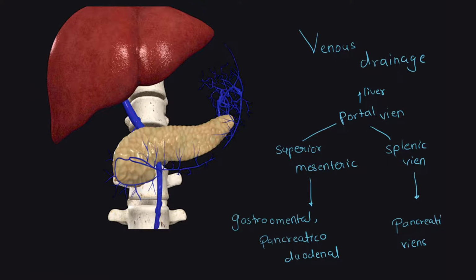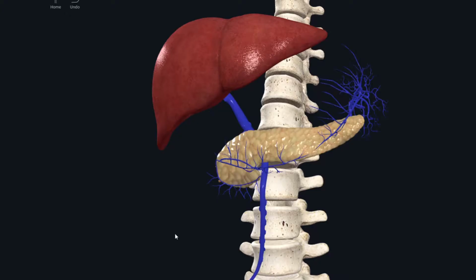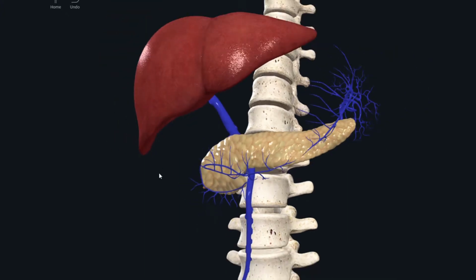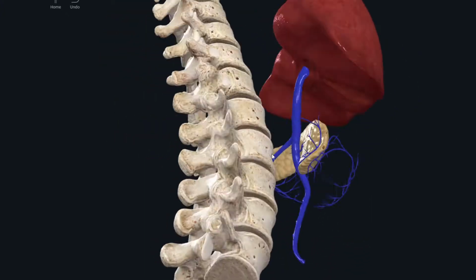So if we go upwards, we can see that this entire group drains into the superior mesenteric, which drains into the portal vein, which goes into the liver. And then this group of pancreatic veins drains into the splenic vein. And the splenic vein also goes into the portal vein, which goes into the liver. Now let us observe this on the map right here.